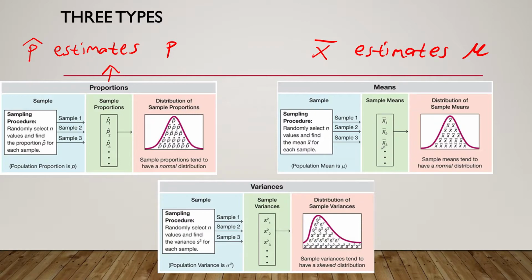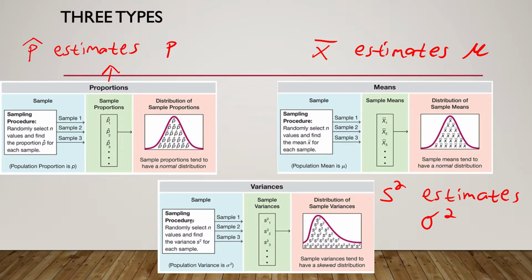And because of that, we have a whole bunch of sample means. And in those sample means, if we were to see how they distribute around what the mean should be, this also gives us a normal distribution. For the variances, the sample variance, s squared, estimates the population variance, sigma squared.